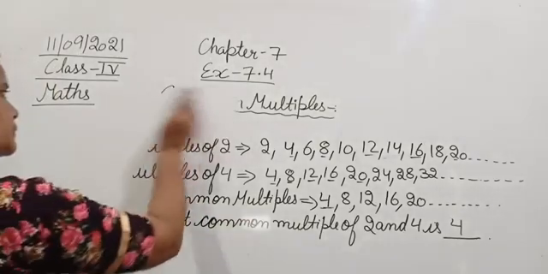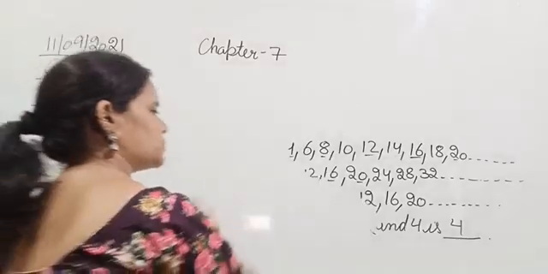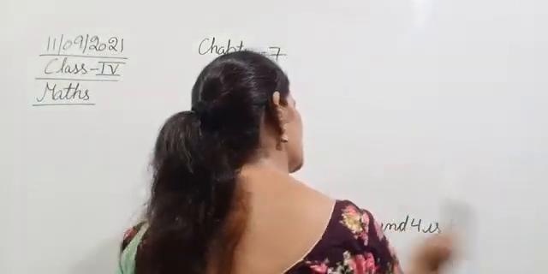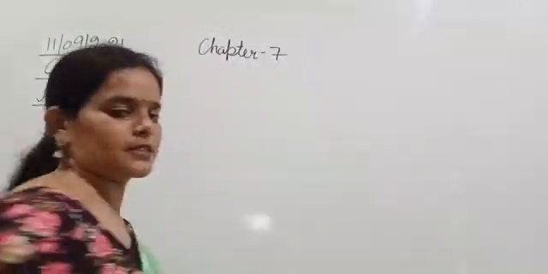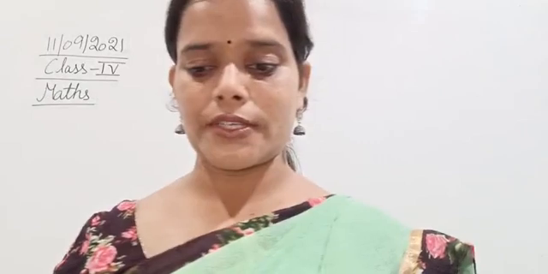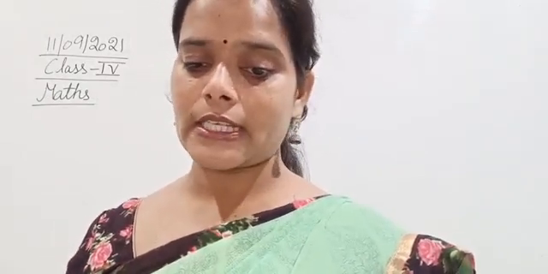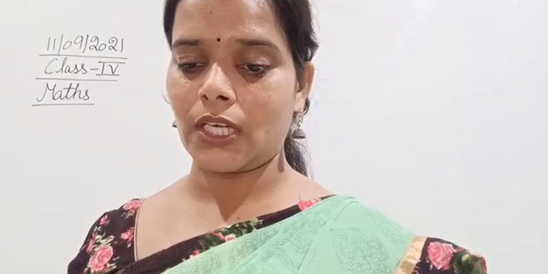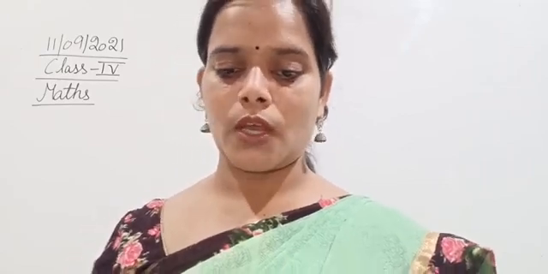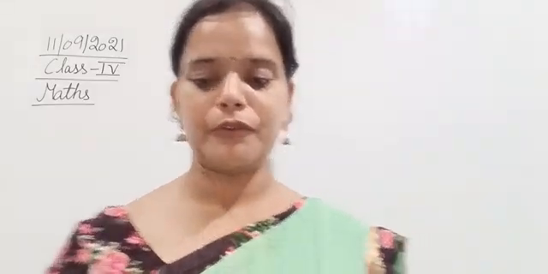So now we are starting with the next exercise, some practical problems of the common multiples and the least common multiples. It is given, tick the multiples of 3 and cross the multiples of 2 in the following grid, then list the smallest common multiple of 3 and 2. Okay, so in the first sum a grid is given and you have to tick and cross.